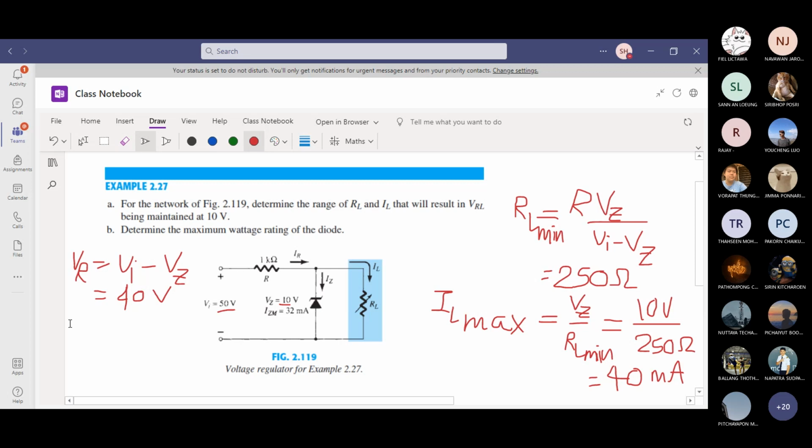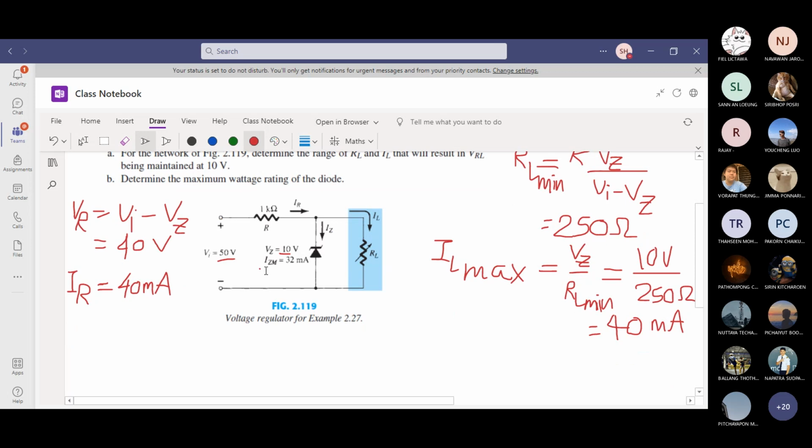IR, Sirin, is Sirin here? Yes, Ajahn. Sirin, what should be the value of IR in this case? What is IR? 40. What's the unit? 40 mA. Small m, milliamp. 40 milliamp, don't forget the units.